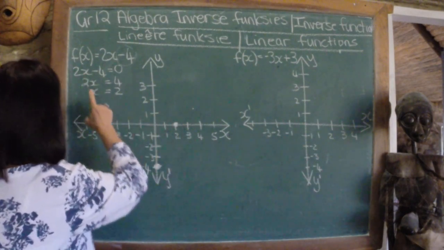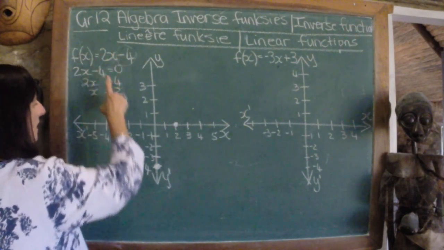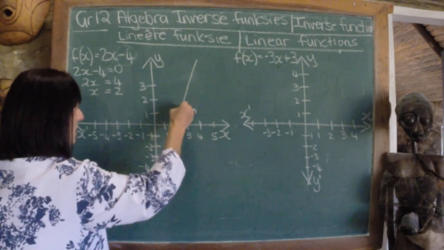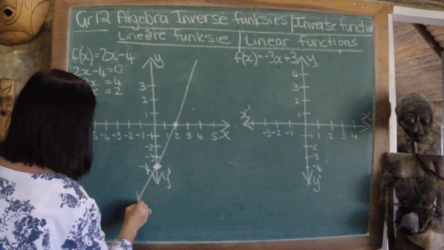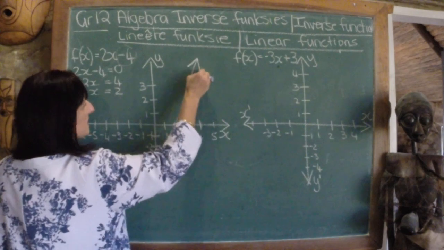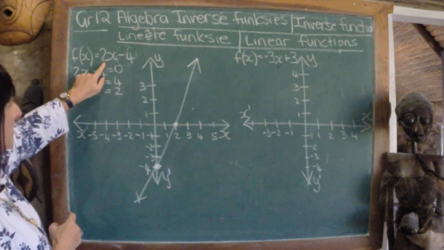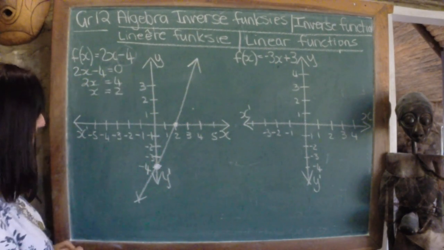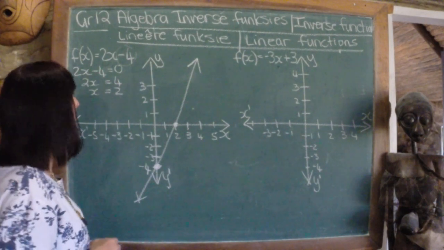Just quickly check this out. Positive gradient, yes, because this line is ascending. Positive gradient, my y-afsnit is minus 4. Daar het ek my funksie baie vinnig geteken.